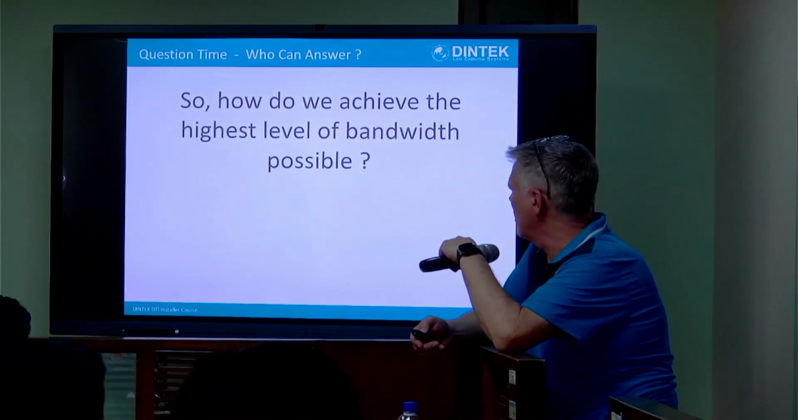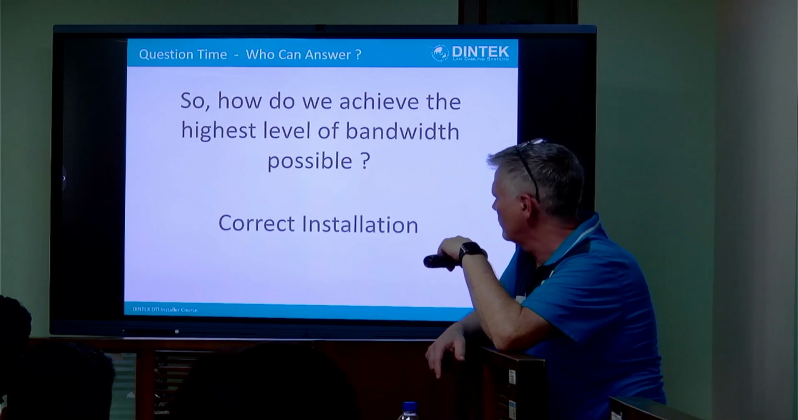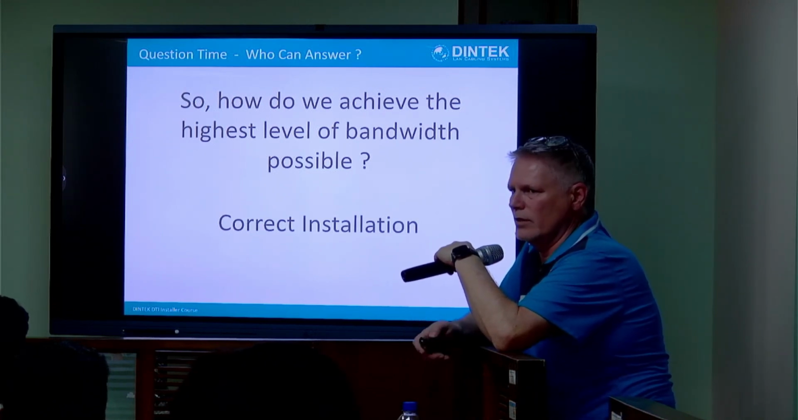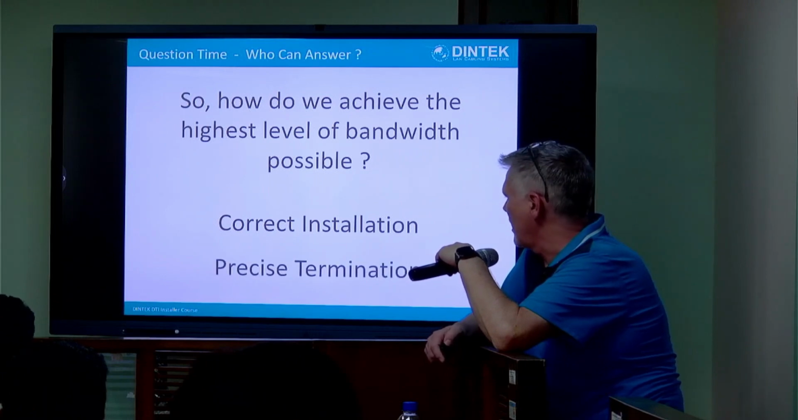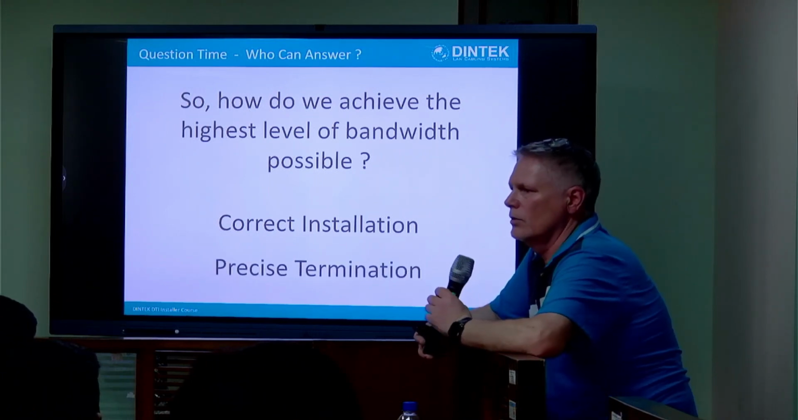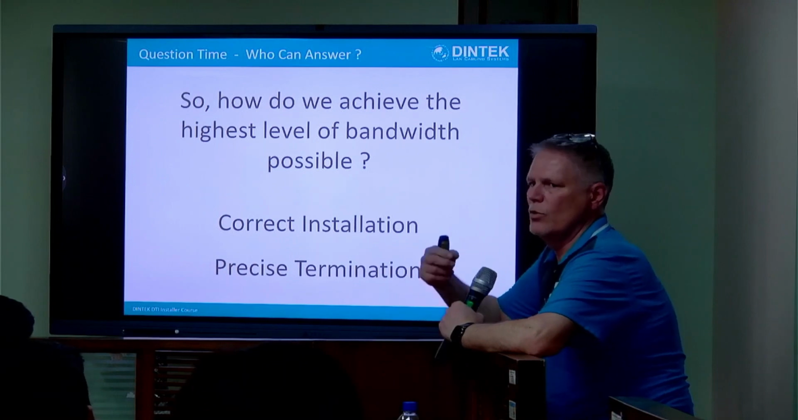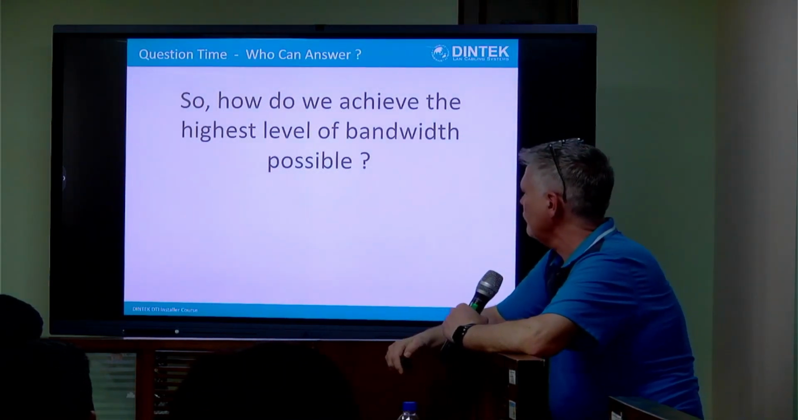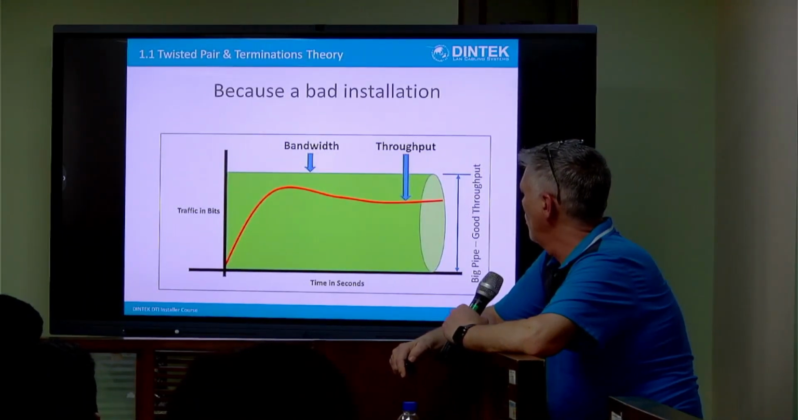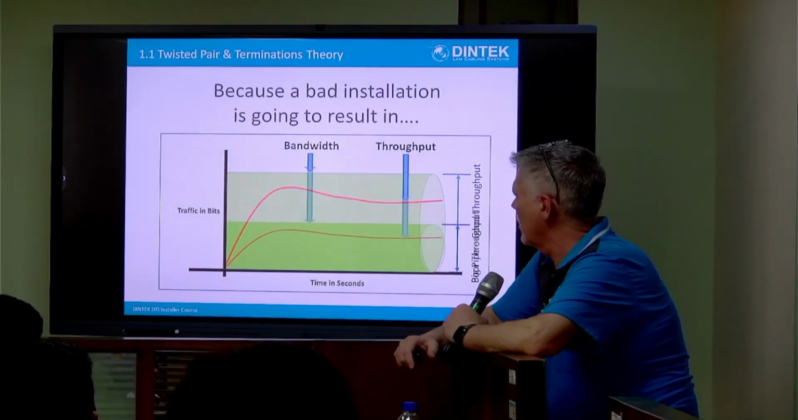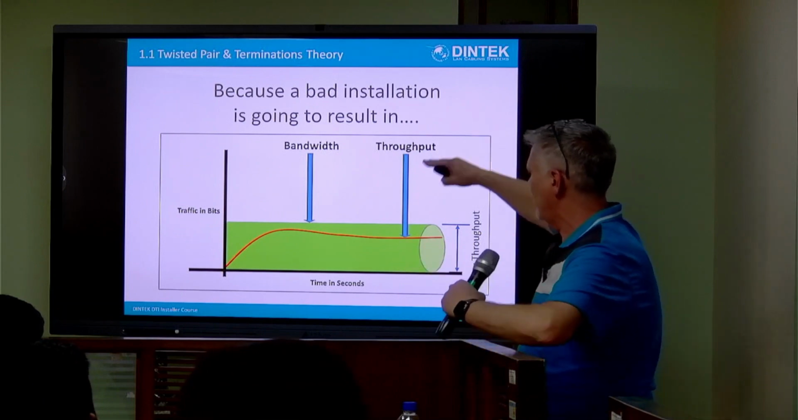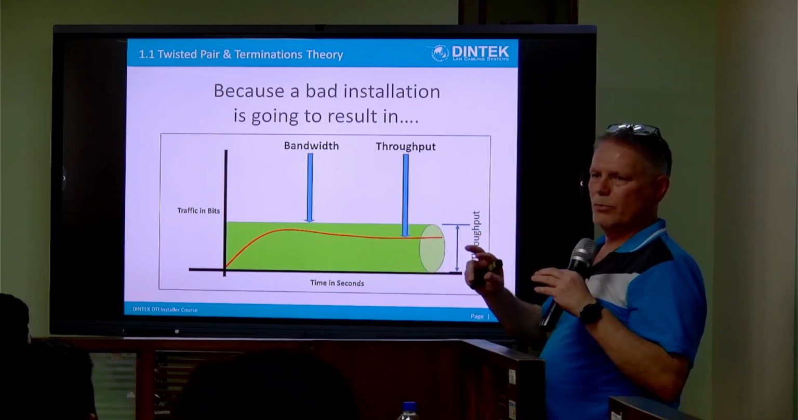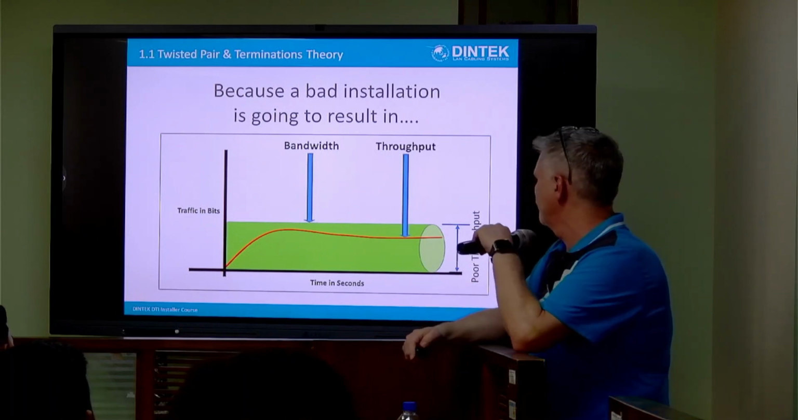So how do we achieve the highest level of bandwidth possible? Correct installation is going to be the most important thing. Right? And precise termination. So correct installation of the cable, and precise termination of the cable that connects. Because bad installation is going to do this to us. It's going to pull down the size of the pipe, and the amount of water or data that we can push through there is going to get slow.